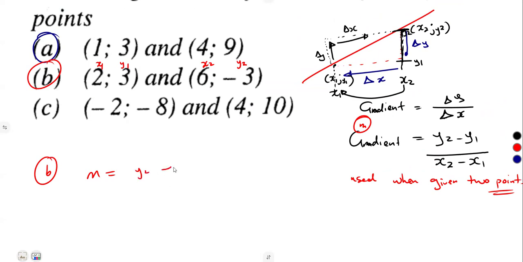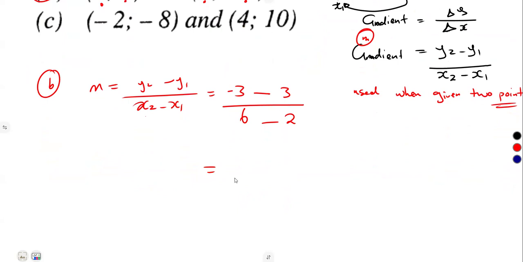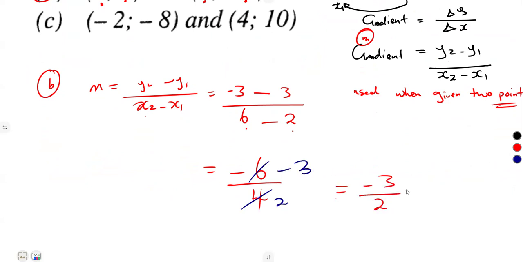y2 minus y1, guys. You're just going to rewrite your formula here. All right. Anyways, y2 is what? Negative 3. The sign is a negative. Minus y1 is what? Positive 3 over x2, which is 6, minus x1, that is 2. So this is it. Minus 3, that's minus 6 over 6 minus 2. That is going to give us a 4. Then you can simply reduce by 2. That's 2 here. And this is going to be negative 3.